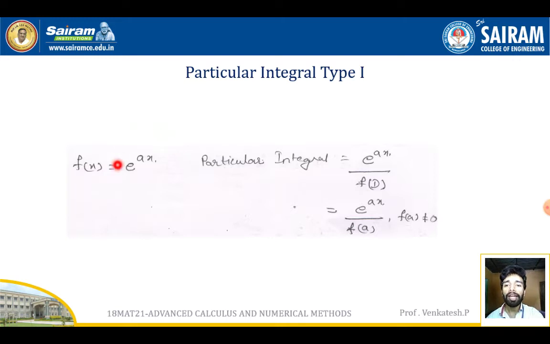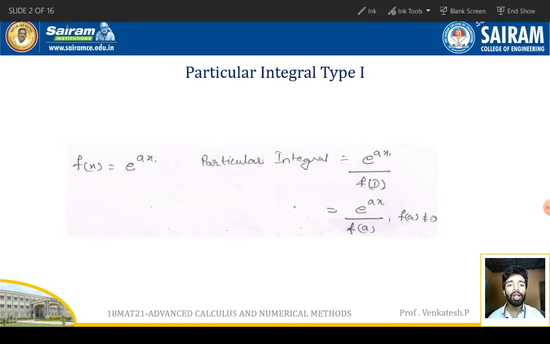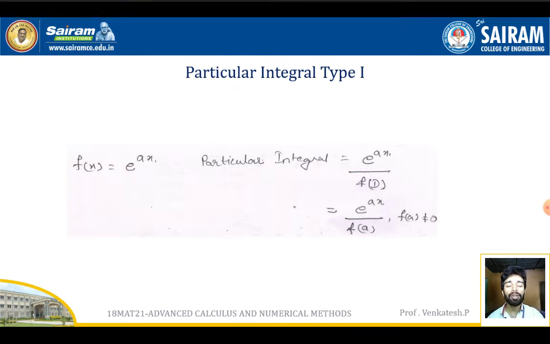Here, finding the complementary function will be the same as we did in the homogeneous differential equations, but finding the particular integral will change. The formula for particular integral is the exponential function divided by f of D, where f of D is nothing but a differential operator. The first step is to replace all the D terms by a in the equation to get a particular integral, and it should satisfy the condition f of a should not be equal to 0.